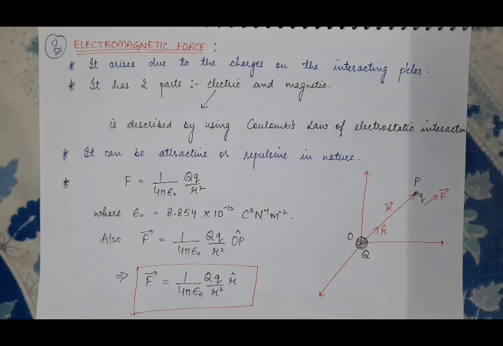So this electric field part is described by Coulomb's law of electrostatic interaction. And we know that if the two charges which are interacting are like charges, meaning same charges, positive positive or negative negative, then the electromagnetic force between them will be repulsive. And if the two charges are unlike charges, meaning positive negative or negative positive, then the electrostatic force between them will be attractive in nature.